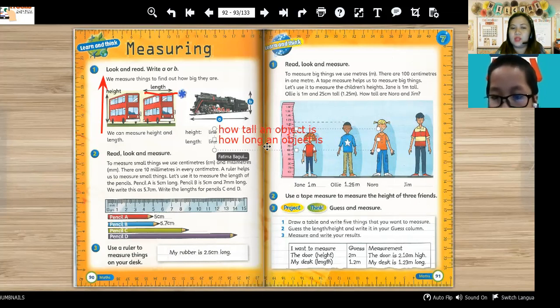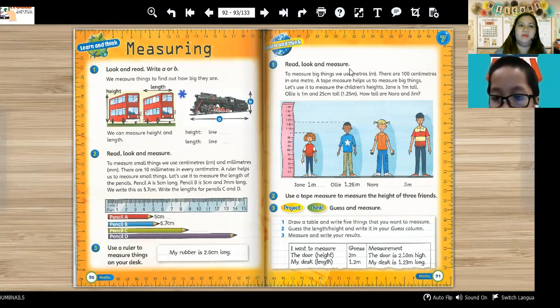Do you have a question? No, I don't have. Okay, so now we will measure. Do you have your ruler there with you? Yes. Okay, very good. So I want you to look at your ruler.